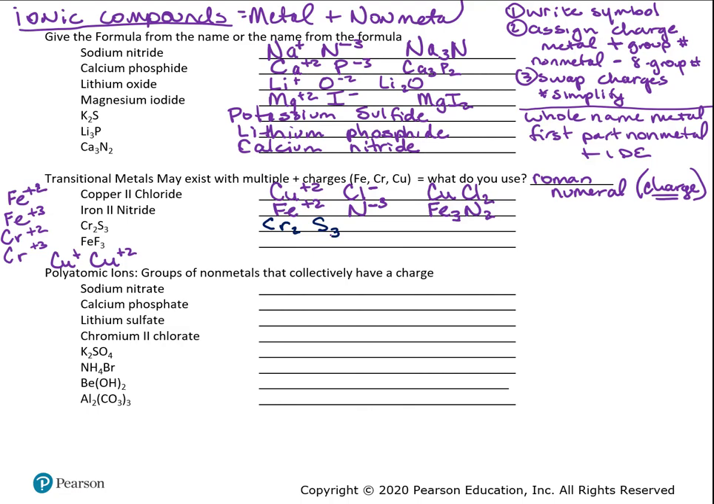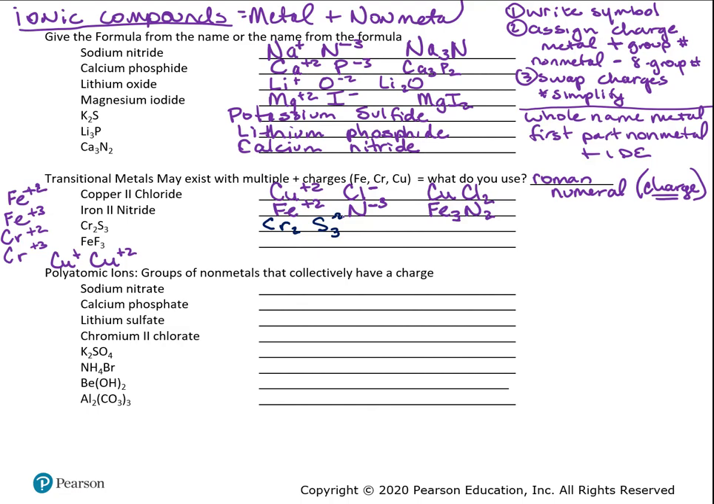Why? It's in group 6. Okay, so 6 plus 2 makes 8. So the -2, that's how many you're going to gain to make 8. That's the negative charge. So that's how I know this is a -2. So do you see that the chromium is a 2? The sulfur's a -2. Do you see that those are the same? The number of chromium and the charge on the sulfur is the same. So that means that the number of sulfur and the charge on the chromium is the same. It's like a reverse swap.